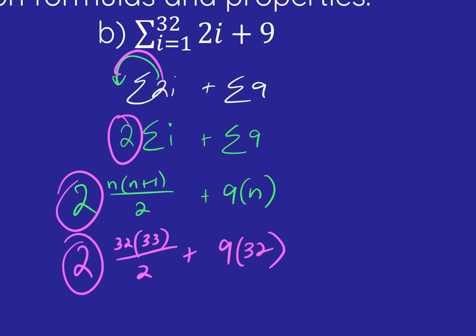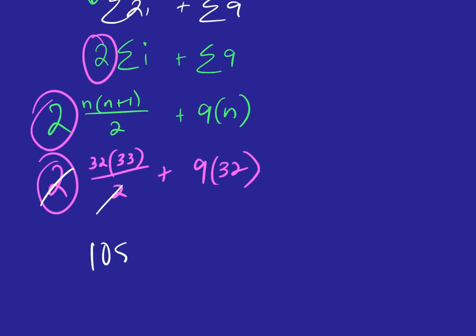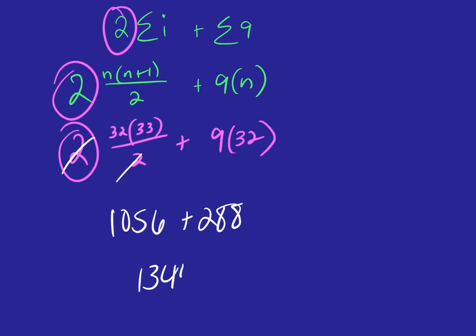Again, you could cancel out your 2's so it's less typing, or you could multiply it in. It doesn't matter. So 1056 plus 288 is 1344.